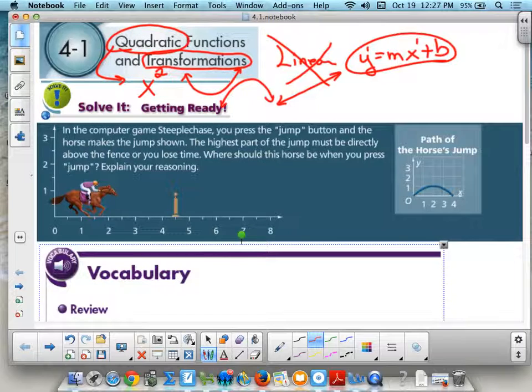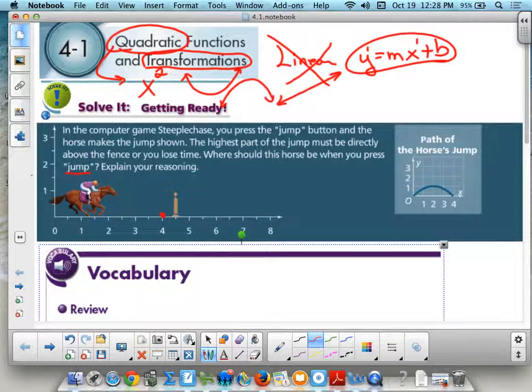All right. In the computer game Steeplechase, you press the jump button, and the horse makes the jump shown. Here's the jump over here. The highest part of the jump must be directly above the fence, or you will lose time. Your horse might trip, fall, whatever. Where should this horse be when you press the word jump? 4. At 4, right there. Or like a little bit. Okay, you're saying 4. Where else should it be? Or does everybody want 4?